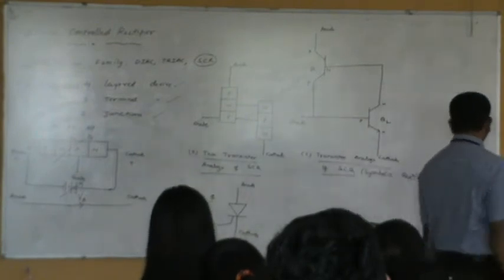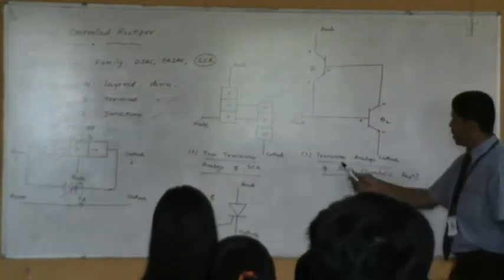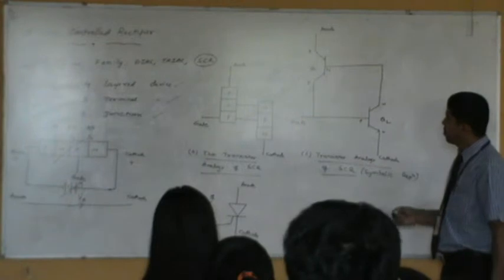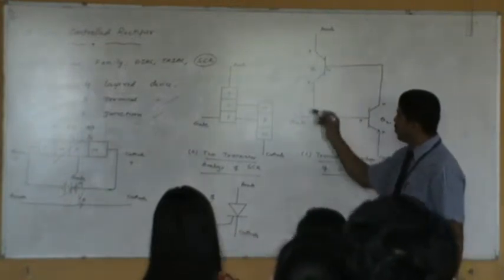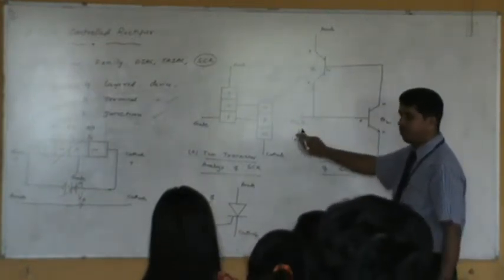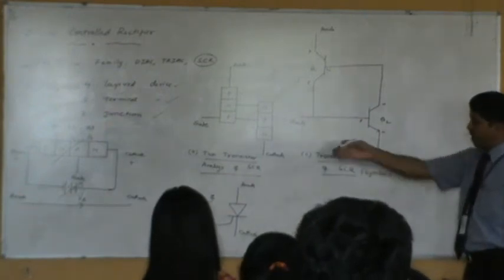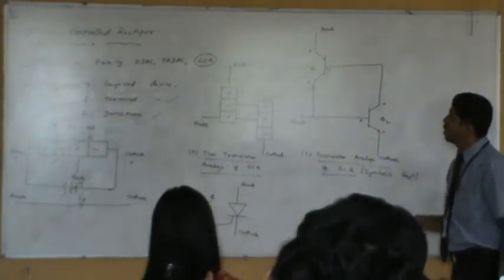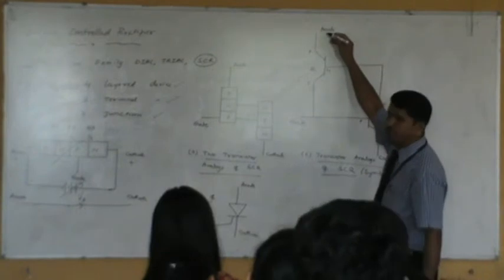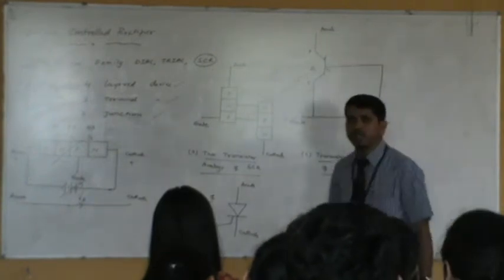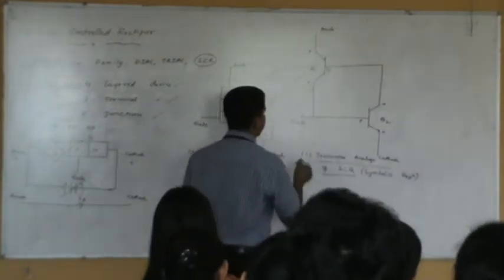So to understand more about SCR, here we have a two transistor analogy of an SCR. You can see that in this circuit there is a gate terminal here, a cathode which is the same as our original SCR construction, and an anode here. Now let us see the operation without applying any gate voltage.